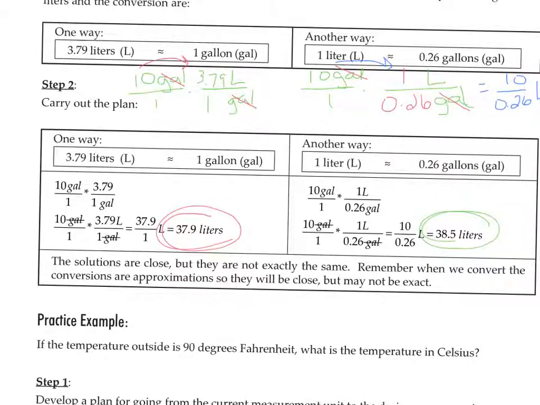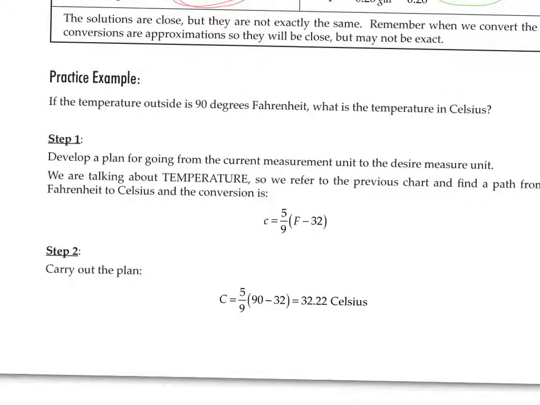Okay. If a temperature outside is 90 degrees Fahrenheit, what is the temperature in Celsius? All right, when you're dealing with temperature between Fahrenheit and Celsius, it is not a straight conversion. They are not proportional. So you can't use the same method to convert. Instead, you're going to use a method of a formula. And if you flip back a couple pages, on page 58, the formulas to convert between Celsius and Fahrenheit are both there.